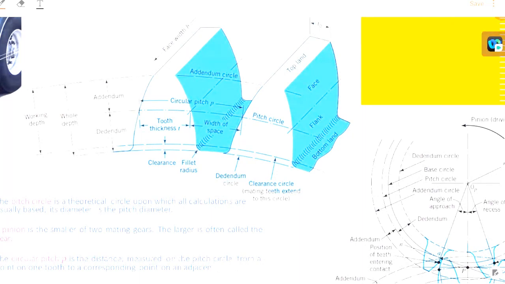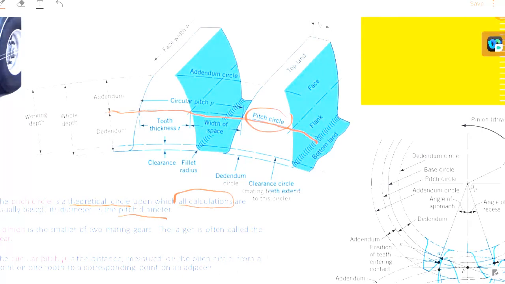This is all the terminology used for gears, so later you can read. Every single terminology is important, but the most used in this chapter is the pitch circle. The pitch circle is the theoretical circle upon which all the calculations are usually based, and its diameter we call the pitch diameter. You have to remember that when we consider the diameters of gears, normally we consider the pitch diameter using the pitch circle.